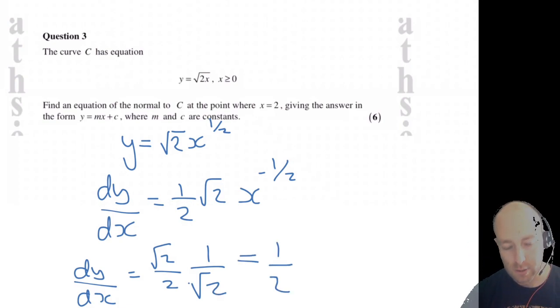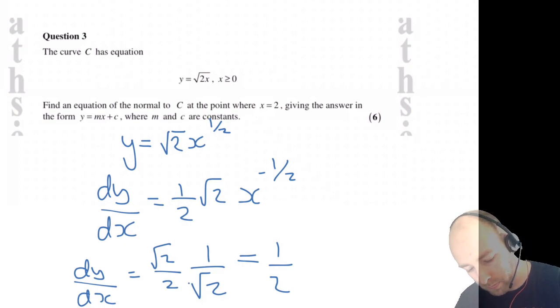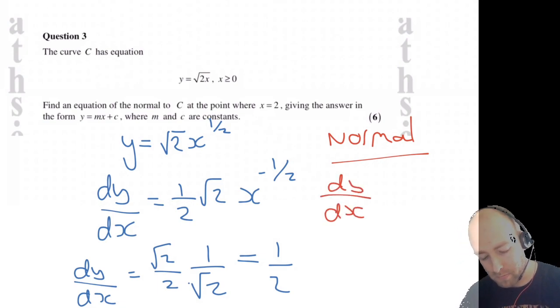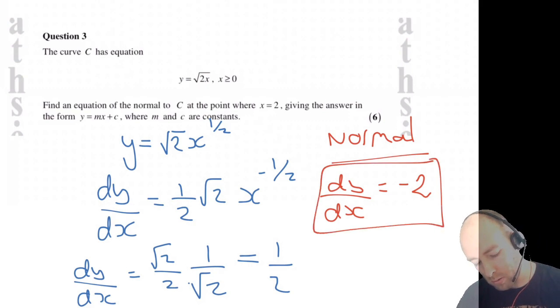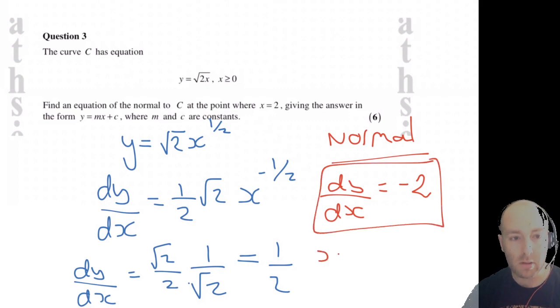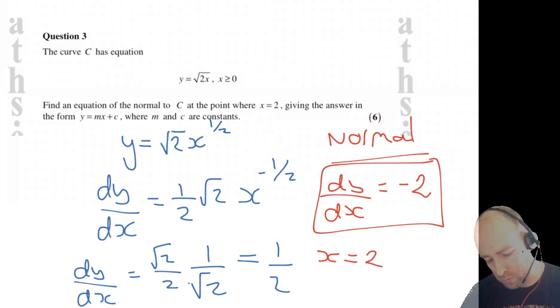Okay, so that's the gradient of the tangent. So the gradient of the normal is going to be minus 2. We know our x coordinate is 2. We just need our y coordinate. So if we put 2 in, we get y equals root of 2 times 2, which is root 4, so y also equals 2.